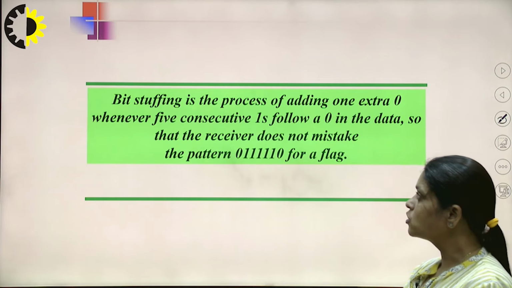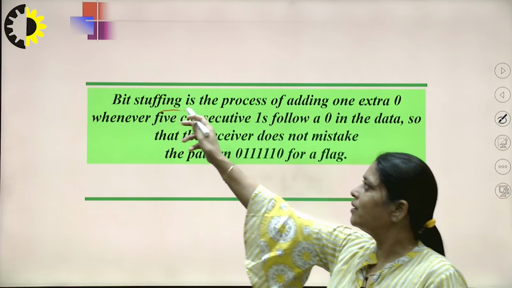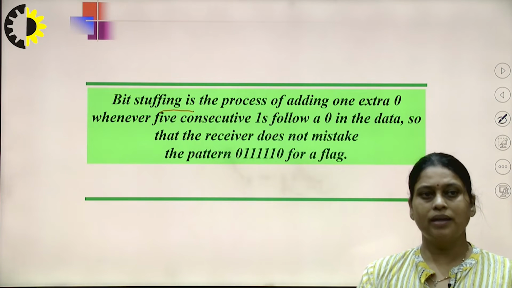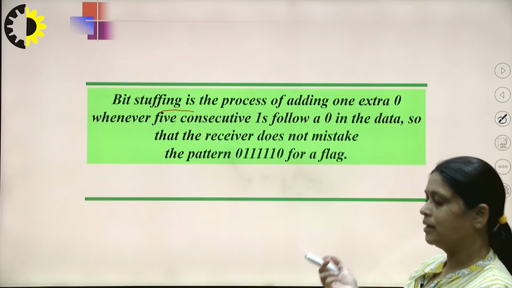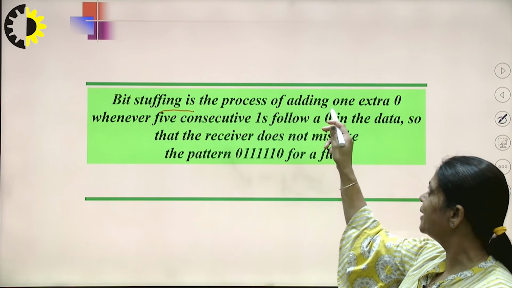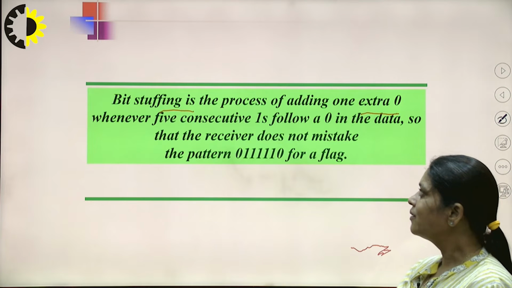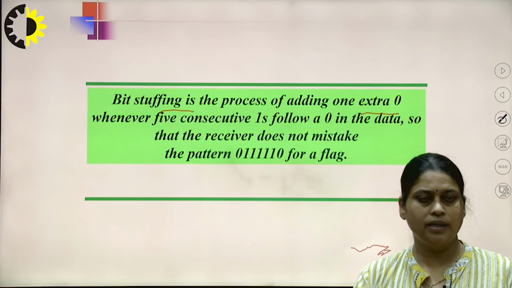Second, we can also perform bit stuffing. In byte stuffing, we add 8 bits together, but in bit stuffing we add just 1 bit. So bit stuffing is the process of adding one extra 0 whenever 5 consecutive 1s follow a 0 in the data.